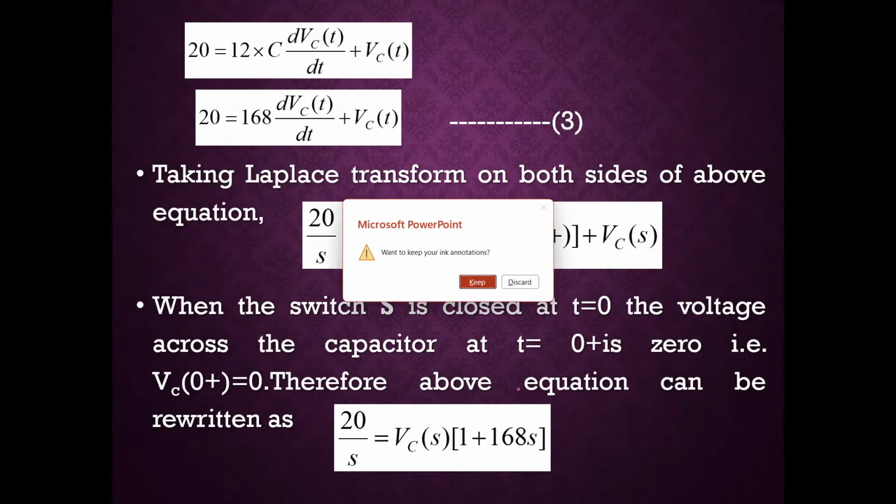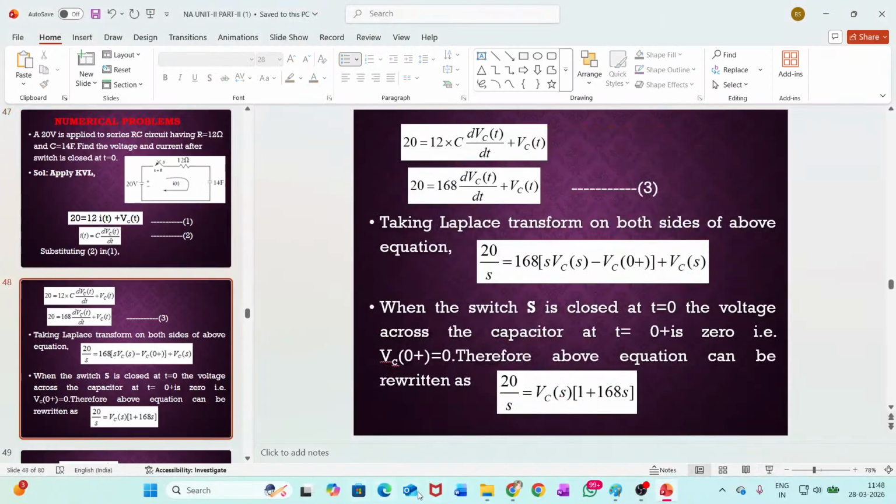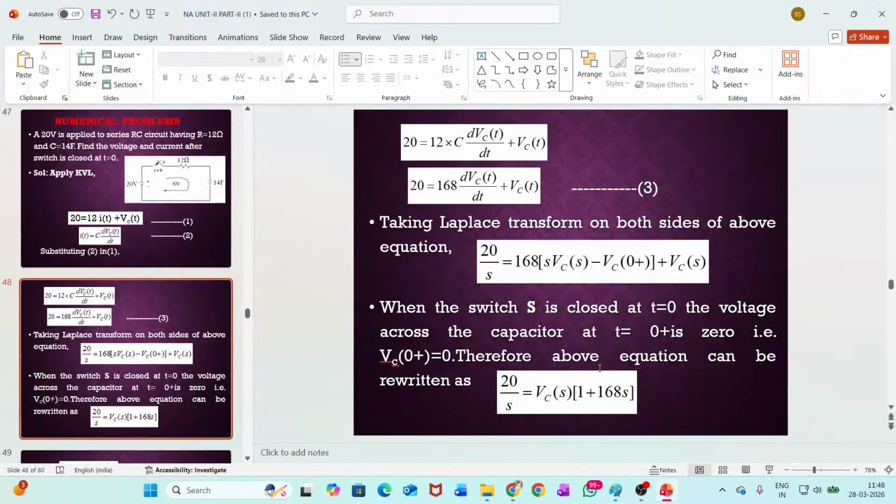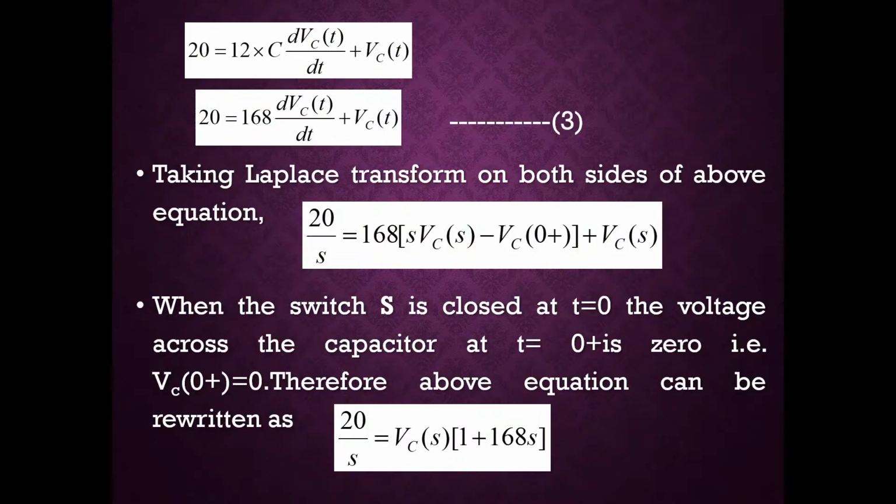If anyone is writing it down, if any concurrent viewer... no one is there, of course. If anyone is writing, you can write it down. It's good that I receive many good morning messages, but no concurrent viewers, and it's okay. It's your wish. 20 by s is equal to Vc(s) into 1 plus 168s.